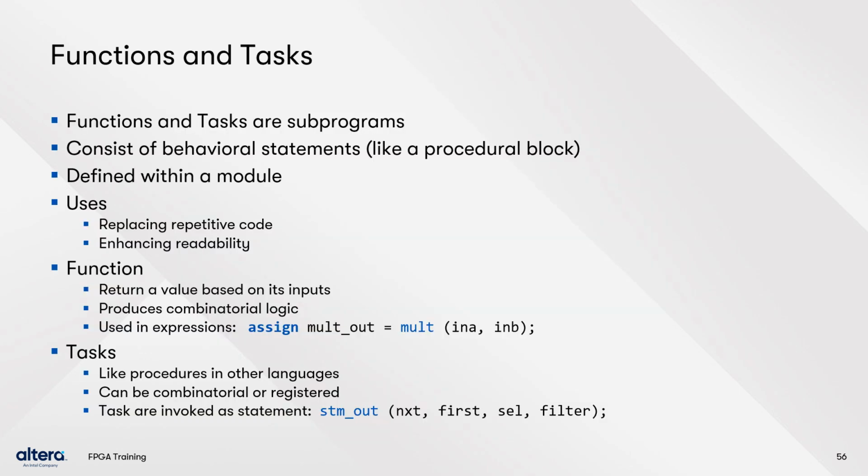Verilog HDL has 2 types of subprograms: functions and tasks. They both must be defined within a module. A function returns a value based on its inputs. Functions typically produce combinatorial logic and are used in expressions. In this example, we are continuously assigning mult_out to the output of the function mult with inputs in A and in B. Tasks are similar to procedures in other programming languages.